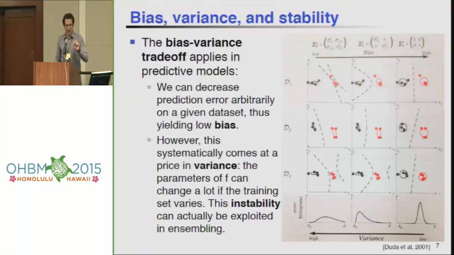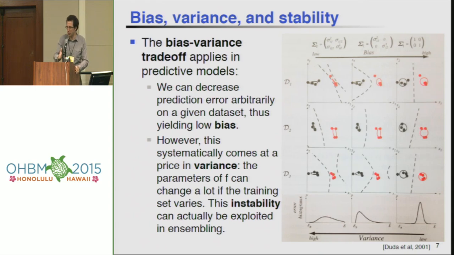Okay. So this leads us to this really important notion of bias, variance, and stability in machine learning. What we saw before, now we're going to formalize a little bit more. It's called the bias-variance trade-off. If you have a high complexity model, you're going to have very low bias, low prediction error, but high variance. It's going to be very sensitive to the input sample.